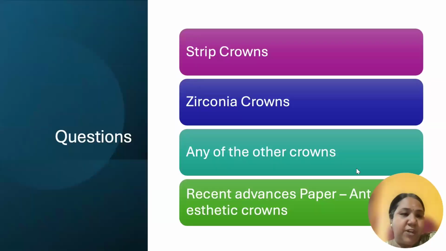So now we've spoken about all the crowns. In short, we'll also look at the frequently asked questions on these aesthetic crowns. Strip crowns have been asked, zirconia crowns have been asked. These are usually asked in the recent advances paper. It's also asked in the clinical pediatric dentistry paper. And you can expect a recent advances paper on anterior aesthetic crowns.